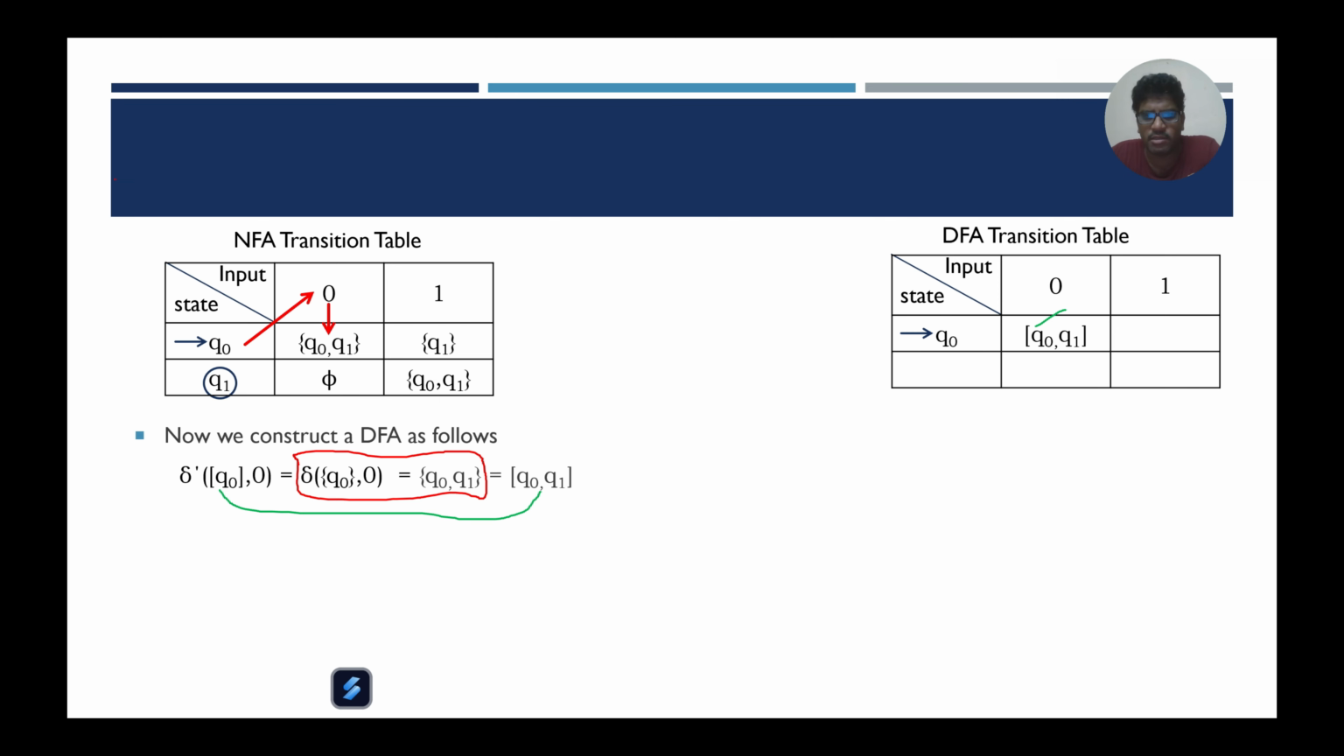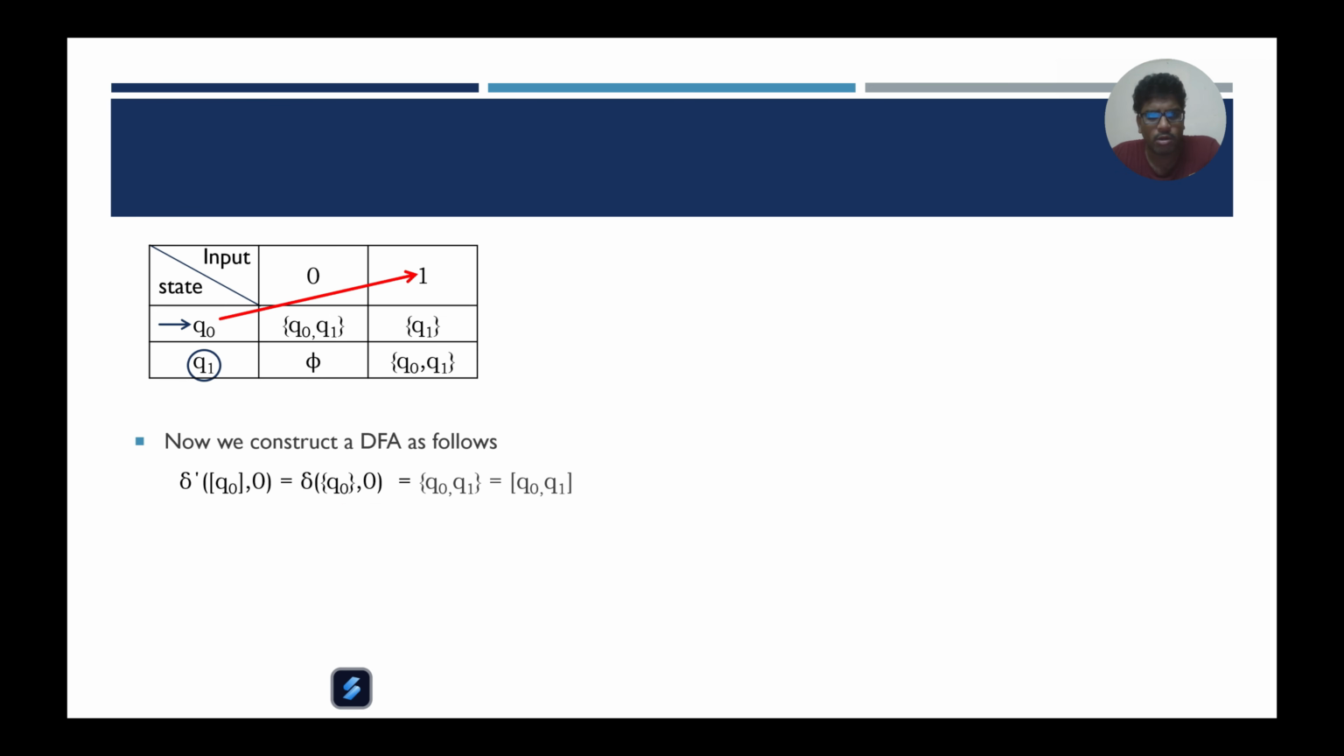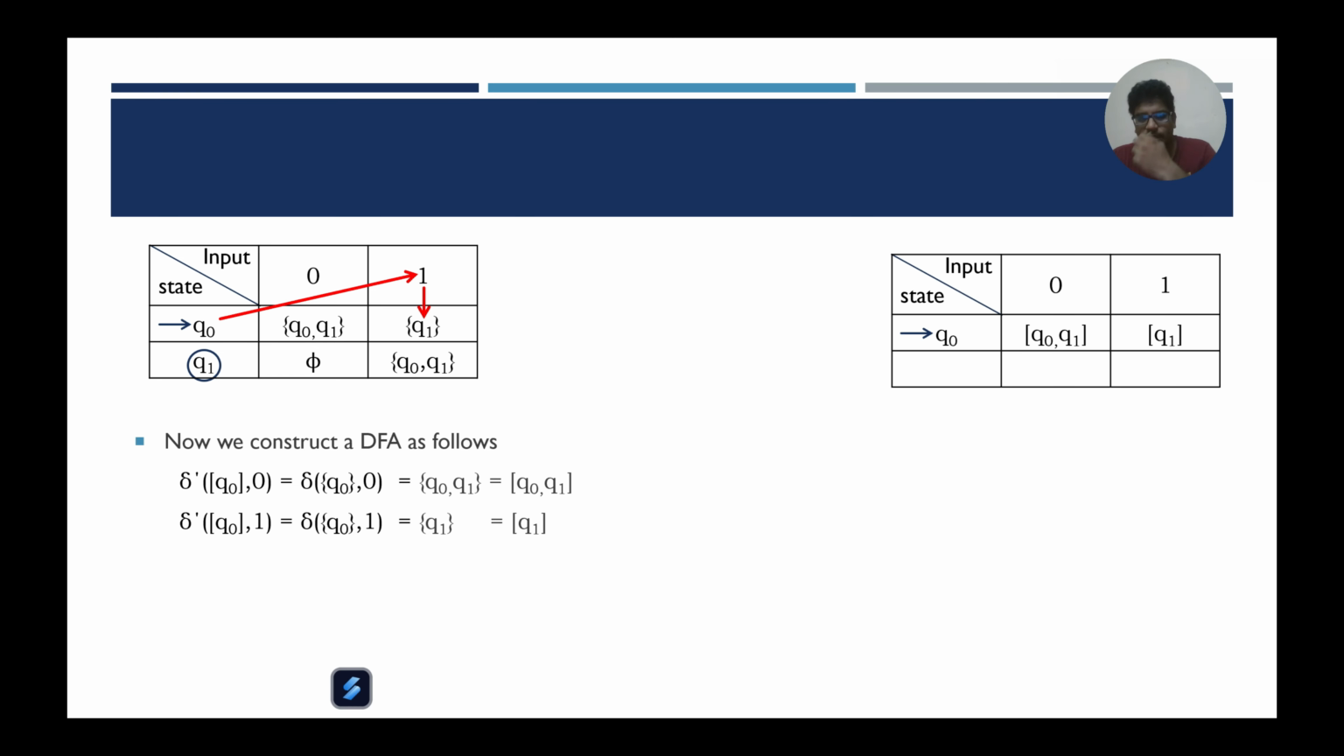Next, we will read q0 on 1. q0 on 1 reaches the state q1. Now we have to write the transition for the DFA. δ'(q0, 1) = δ({q0}, 1) = {q1}, in square braces [q1]. So now it has to be represented in the transition table of the DFA. We got q1, and q1 is represented in the transition table here.